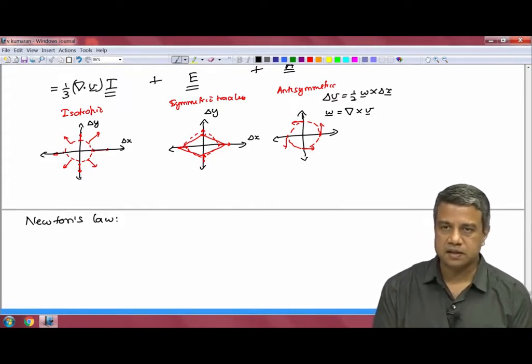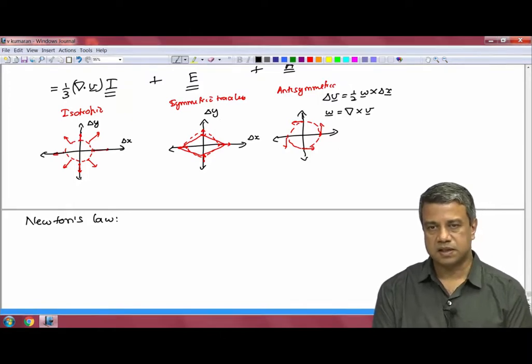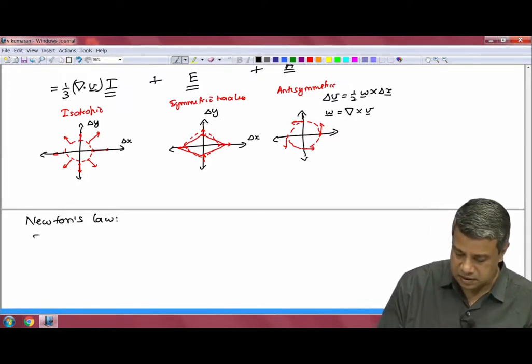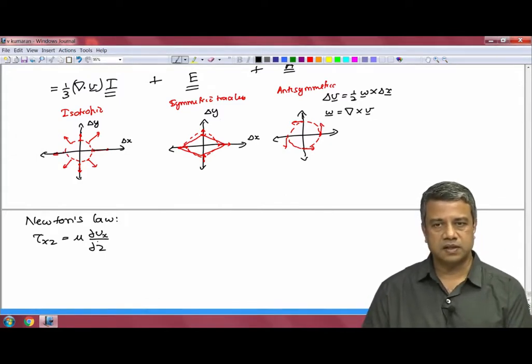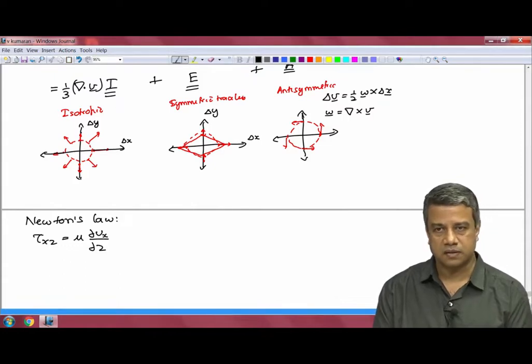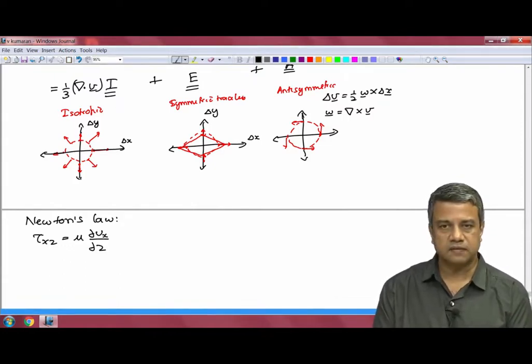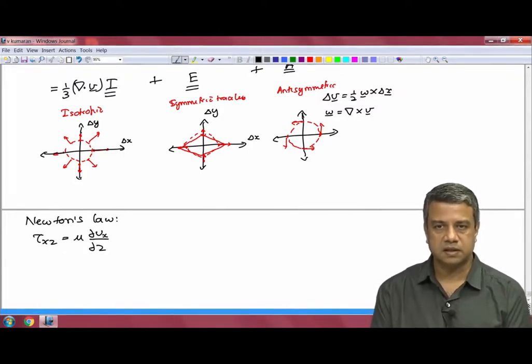However, this is a tensor relationship. So, you cannot just write it as tau xz is equal to mu times partial v x by partial z, because if I rotate coordinates, then the components will all change. The left and right sides here will change if you rotate the coordinates. Therefore, this kind of an expression does not satisfy tensor symmetries. What you have to write is a relationship between the stress and the components, the isotropic, symmetric traceless and antisymmetric parts of the rate of deformation tensor.